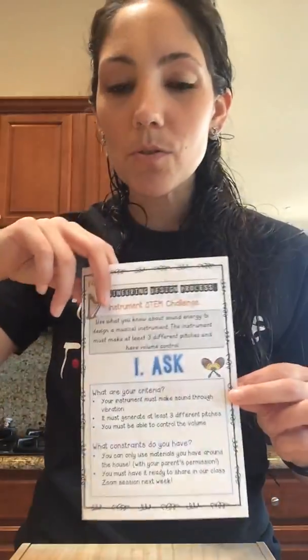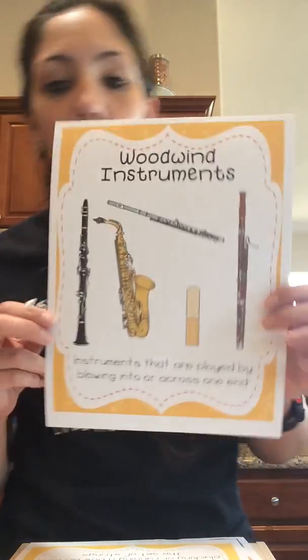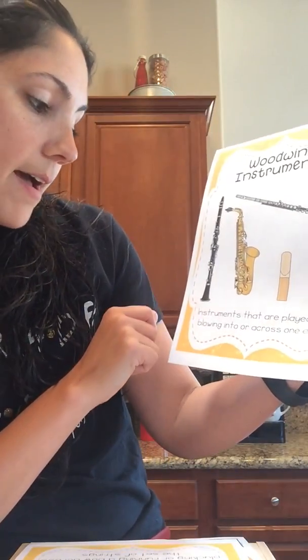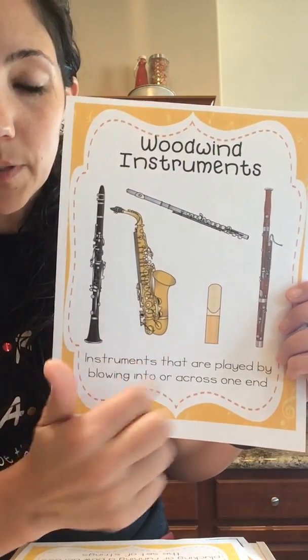And you must have it ready to share with our class for our next Zoom session coming this week. So, keeping those criteria in mind, there are a couple kinds of instruments we can work on. Earlier this week, you created a woodwind instrument. A woodwind instrument is an instrument that is played by blowing into or across one end. Here are a few examples.